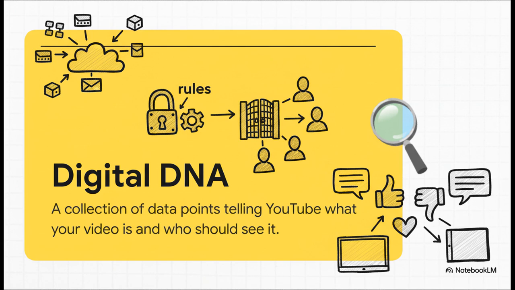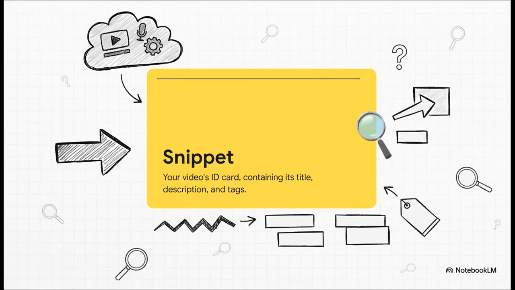So let's break each of those down. The first part is called the snippet. Think of this like your video's passport or its basic ID card. It's all that metadata, your title, your description, your tags. This is the very first clue you give the algorithm about what your video is about.